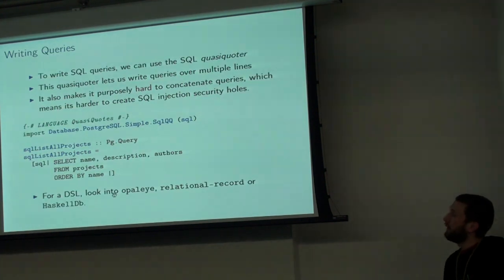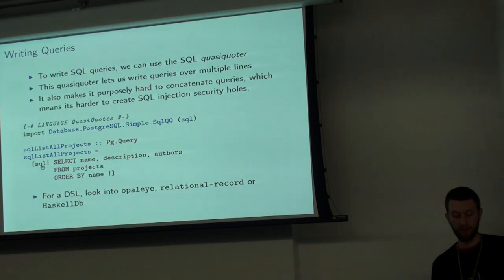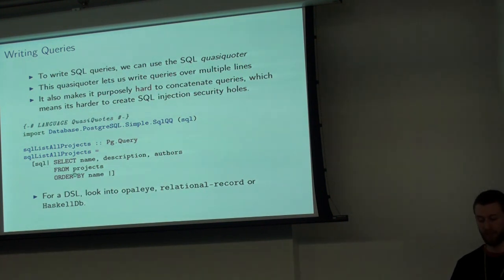And to write queries using PostgreSQL, we can use this slightly different syntax here, which is a little bit like a string, but it gives us the ability to have multiple lines. And this is called a quasi-quote. So PostgreSQL gives us a quasi-quote for SQL statements.